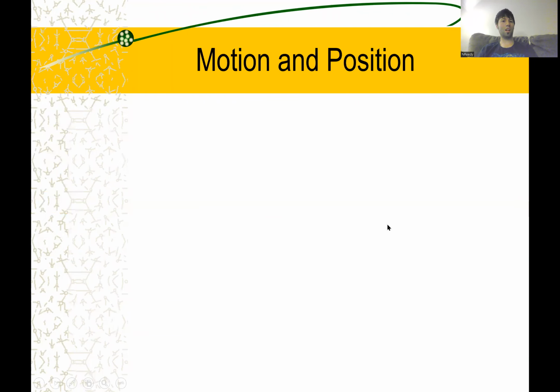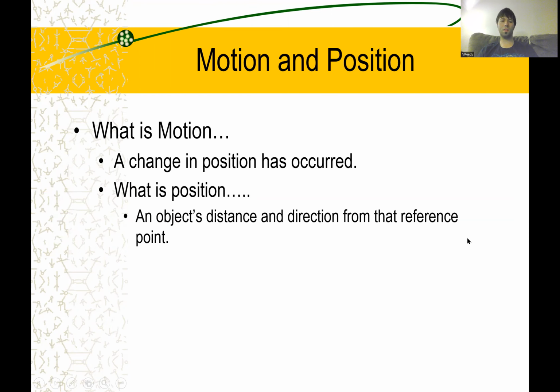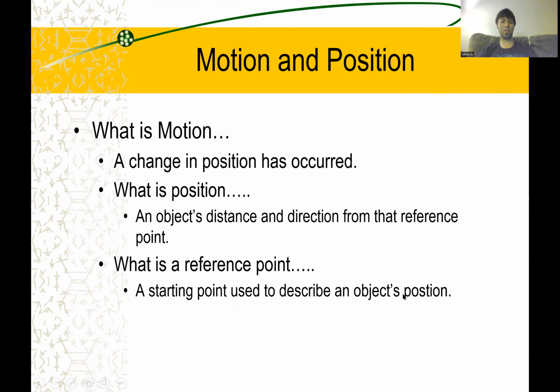All right, so let's talk about motion and position. So what is motion? Motion is telling me that a change in position has occurred. And what is position? Position is an object's distance and direction from a reference point. So what is a reference point? A reference point is a starting point to describe an object's position. So a good reference point is easily found and described.